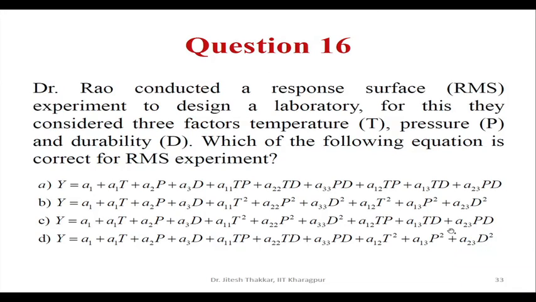Question 16. Dr. Rao conducted a response surface experiment to design a laboratory, and for this they considered 3 factors: temperature, pressure and durability. Which of the following equation is correct for an RSM experiment? You can see that there are 4 options A, B, C and D, and in one way or other the factors are associated. Temperature, pressure and durability are denoted as T, P and D, and there are coefficients which are A1, A2, A3, A11, A22, A33 and so on.